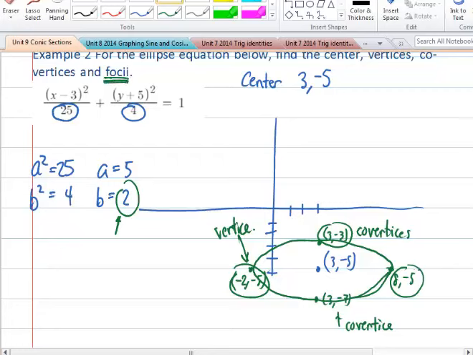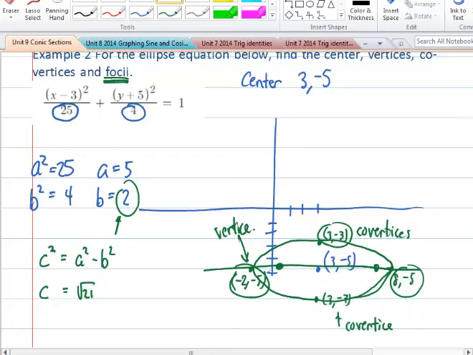Now the foci only exist along the major axis. The foci would be about here and about here. And the equation for that again is c squared equals a squared minus b squared. From before, because we're using the same numbers, that's going to be root 21.